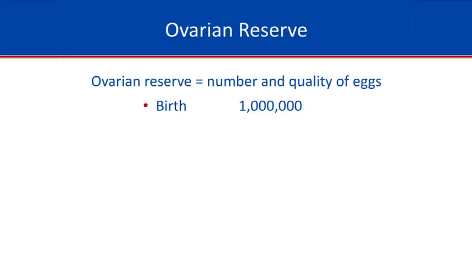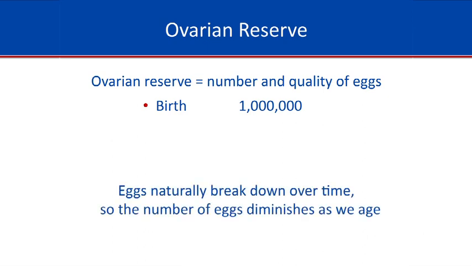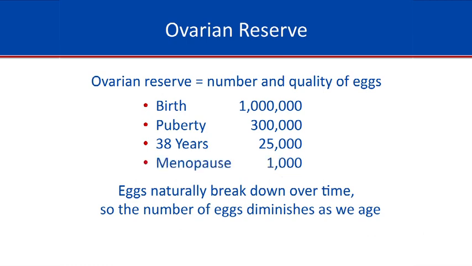Now, ovarian reserve is a term we use to describe the number and quality of eggs a woman has. At birth, a girl is born with about 1 million eggs. But as we get older, these eggs naturally break down, and so the number of eggs diminishes as we age. In fact, at the time of puberty, before a woman's had a single ovulation, the eggs are down to about 300,000, having lost about 2/3 of the eggs. When a woman reaches about 38 years of age, she has 25,000 eggs, and once the egg count goes to about 1,000, this triggers the onset of menopause when a woman no longer menstruates.